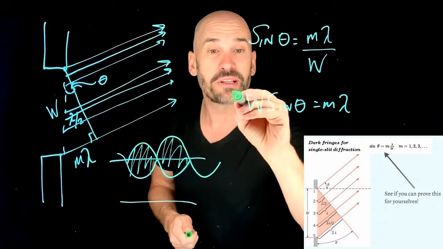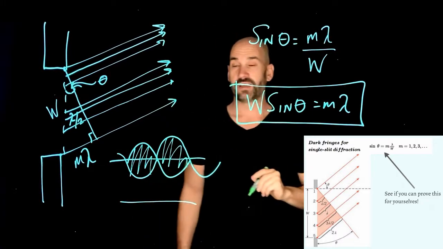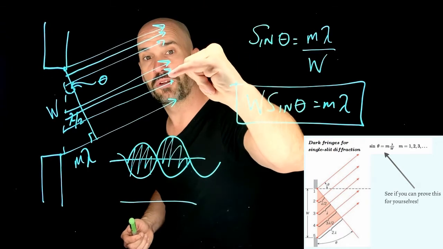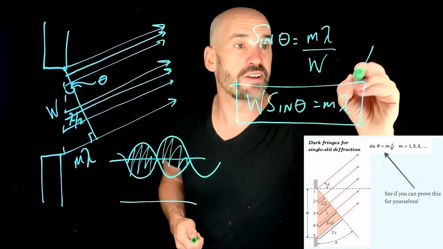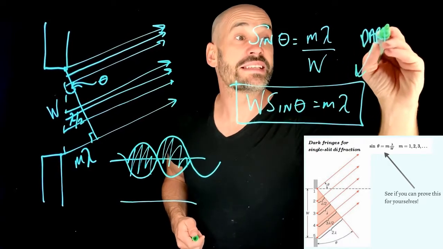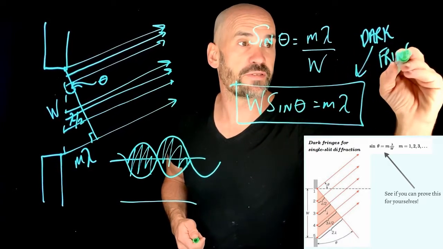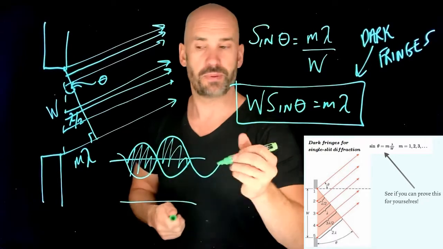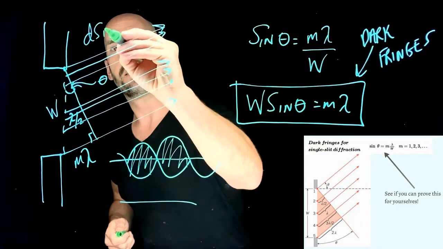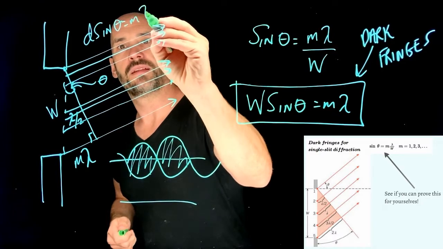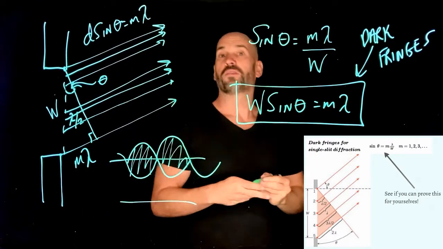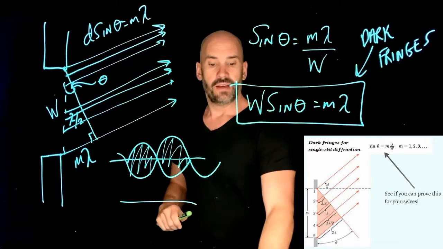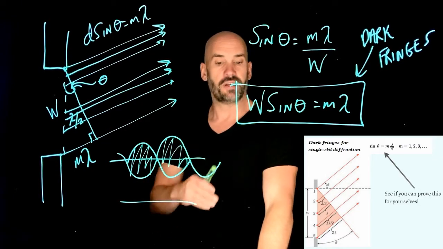So this still is our relationship, but it doesn't give us bright fringes, right? We proved that because every beam up here cancels with a corresponding beam down here, this is going to give us dark fringes. So same relationship, but it gives us a different kind of fringe. Okay? So for Young's double slit experiment, we had the relationship d sine theta equals m lambda, and that gave us bright fringes. For diffraction single slit problems, we have w sine theta equals m lambda for dark fringes. Okay? All right.